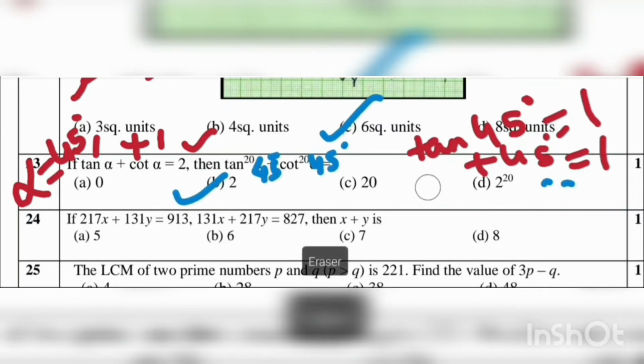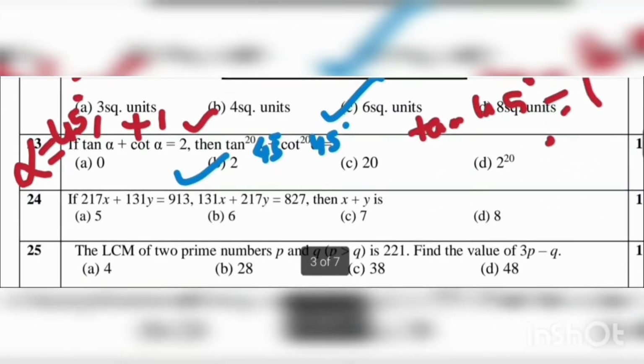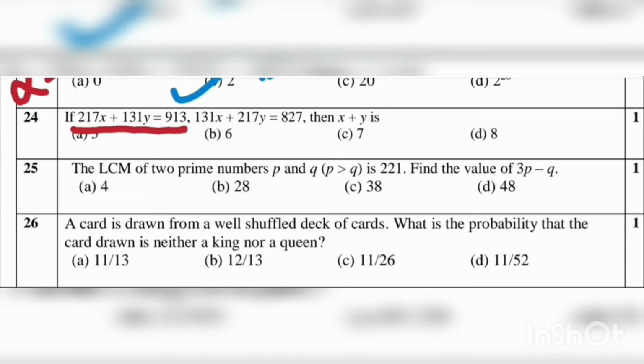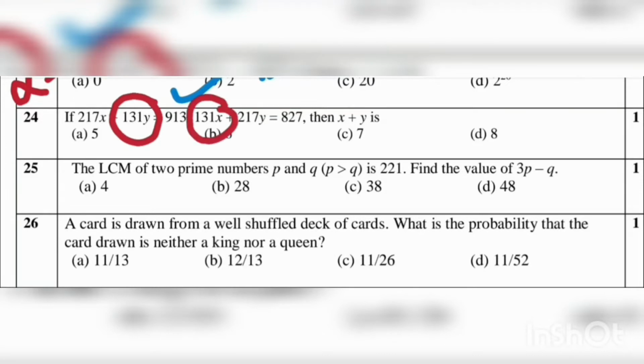Now next question. Question number 24. If 217x plus 131y is 913, and we are given these two equations. Now, whenever we get such equations, first we need to see that here we have 131 with y and here we have 131 with x. Here we have 217 with x, here 217 with y. So when we have the same type of coefficients, then we always need to add the equations.